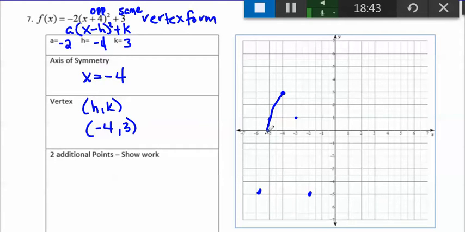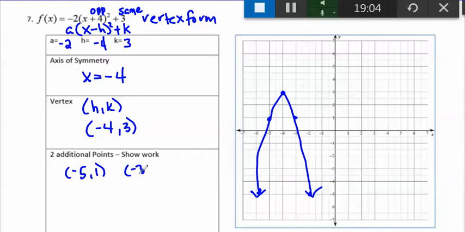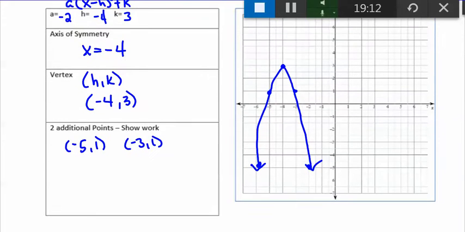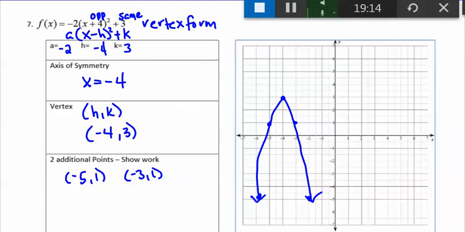So I have 5 points here. One of them I already used for the vertex, so I could list any of the other 4 for my additional points. Most people will probably try to just use the next 2 points here. So this would be (-5, 1) and (-3, 1). But if you cared to, you could add these points instead. And one thing I forgot to add here is the axis of symmetry, right down the middle.